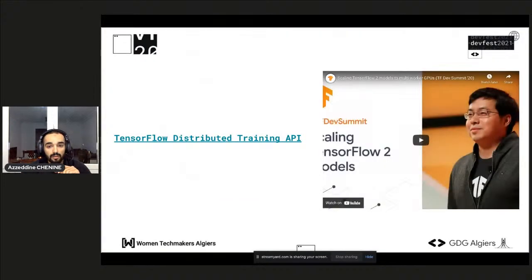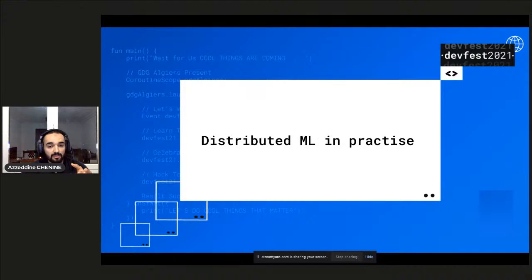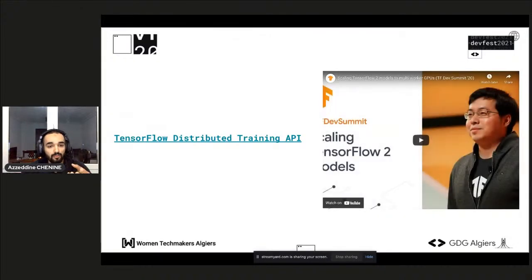So if you want to talk about distributed machine learning in practice, the first reference is the TensorFlow Distributed Training API, which is a really simple training API presented by the TensorFlow team, that has implementations for parameter server, for synchronous training, and for other types of distributed machine learning workflows. You can check that. Especially, I recommend checking the TensorFlow Summit and the talk linked on the slides.